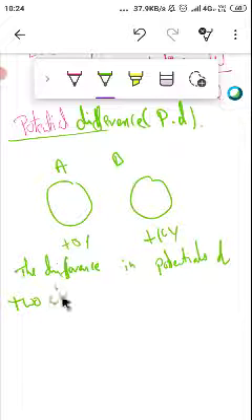Now the resistance of the conductor is given by R is equal to rho L by A. Here L is 1 meter and A is 1 meter square. If we substitute these values, R is equal to rho ohms. This is the specific resistance of the material.